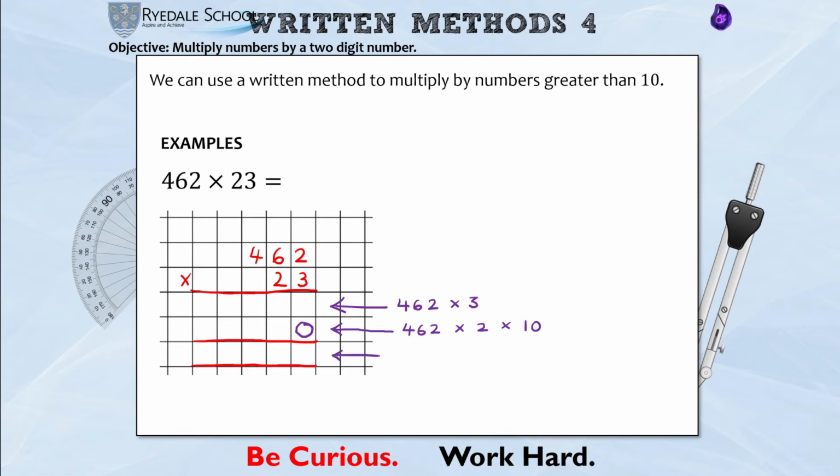And then this final line is when we have finished, we will add these 2 rows up, and this will be our final answer.